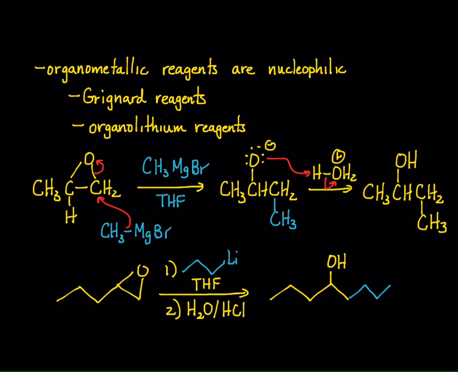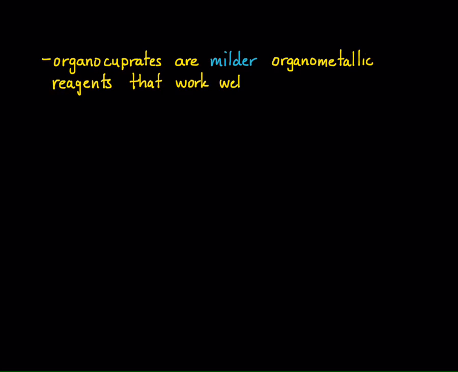That alkoxide gets protonated. Now, one thing that we're going to learn about Grignard reagents and organolithium reagents is they're fairly reactive to a number of functional groups. So they react with epoxides. They also react with functional groups like ketones and aldehydes. So one way of using a milder organometallic reagent is to use what's called an organocuprate.